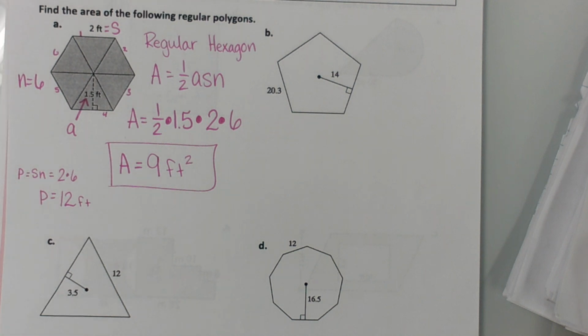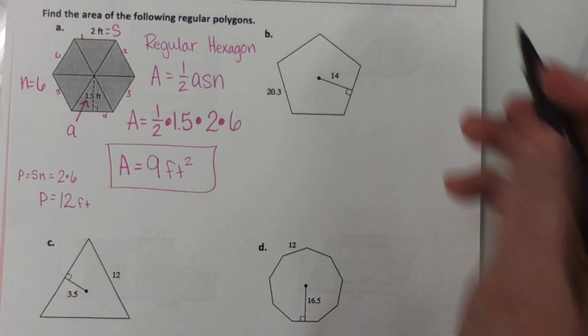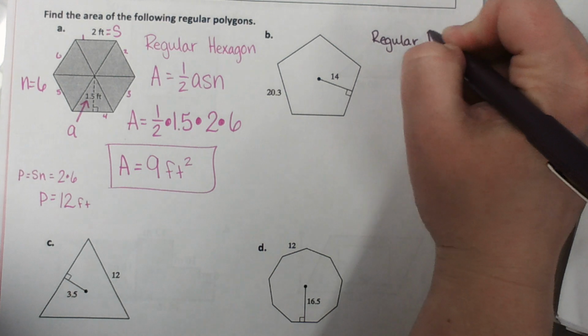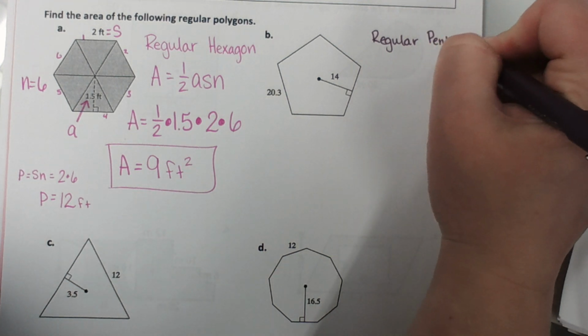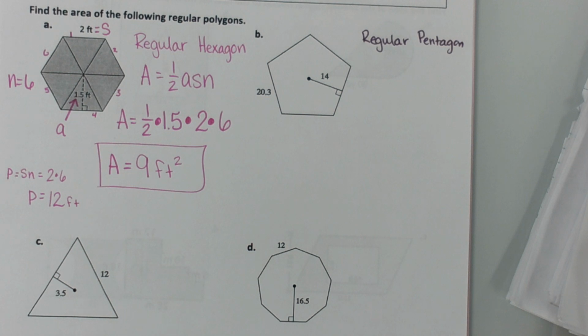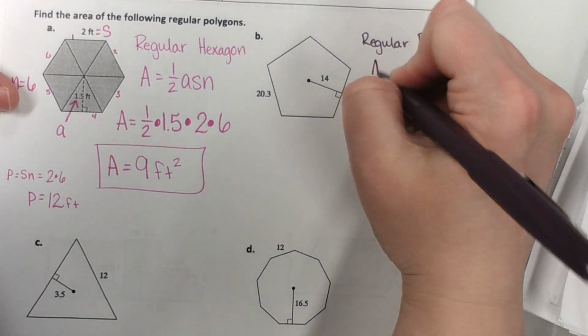Problem B. Also a regular polygon. What kind of polygon? Pentagon. Now, I am not testing your knowledge on the name of these shapes in this chapter, but it is going to come up next chapter. Hence, we're getting a little bit of practice, getting the rust off a little bit. Okay, regular pentagon this time.